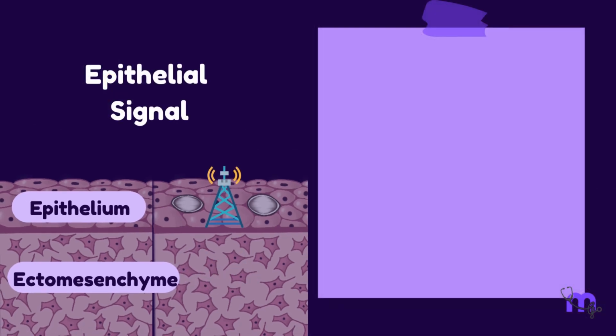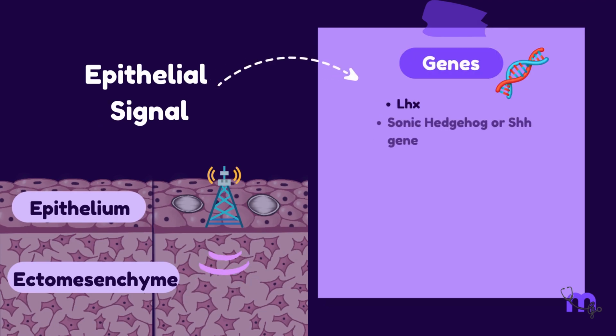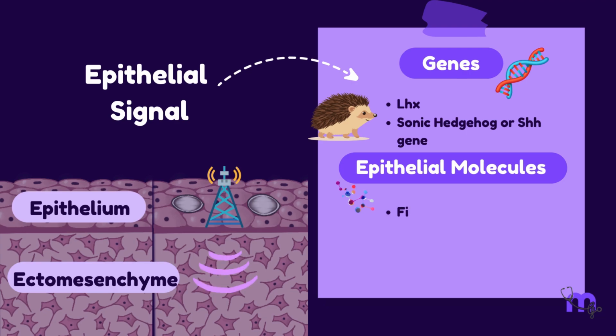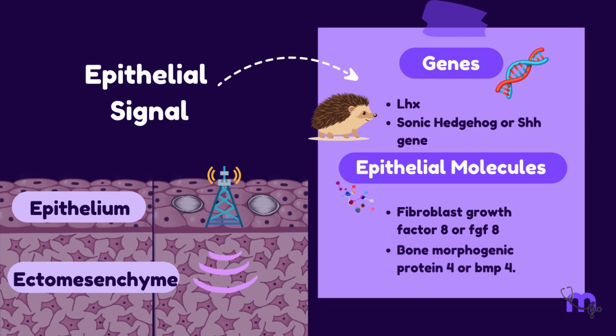The epithelial signals involve genes such as LHX and sonic hedgehog or SHH gene. Then epithelial molecules such as fibroblast growth factor 8 or FGF8 and bone morphogenic protein 4 or BMP4.